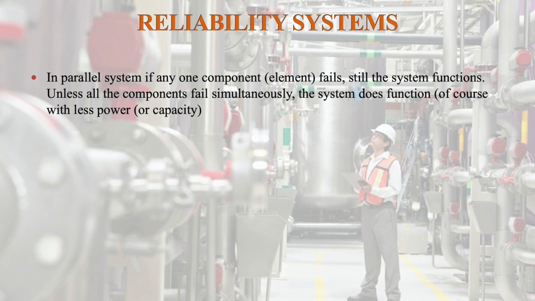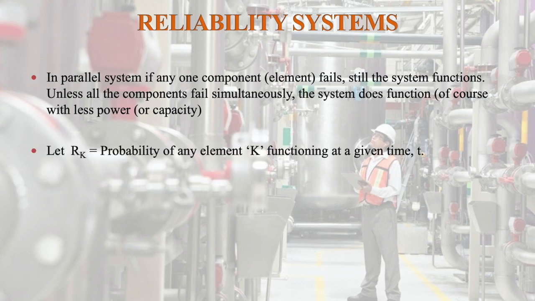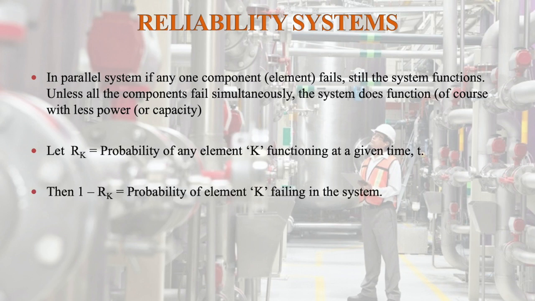In a parallel system, if any one component or element fails, the system still functions, but in a series system it will not. Unless all the components fail simultaneously, the system does function, of course with less power or capacity. Let Rk be the probability of any element k functioning at a given time, then 1 minus Rk is the probability of element k failing in the system. Also Ri is the reliability of the ith element, where i is equal to 1, 2, 3 up to n.